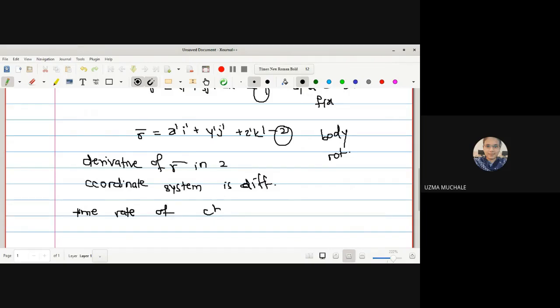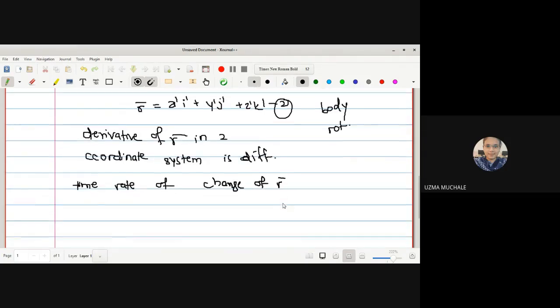We write the time rate of change of r bar in equation 1 with respect to S, which is given by dr by dt in the space set of axes, equal to dr by dt in the fixed set of axes. We can say it is either space set of axes or fixed set of axes.